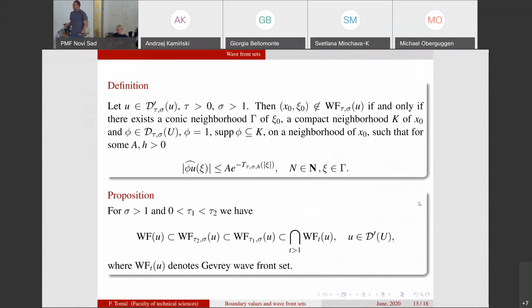So we always define it on the complement side. The point is not in the wavefront set if there exists a conical neighborhood of psi 0 and a compact neighborhood of x0 and compactly supported functions such that this has to be solved, where this T is again our associated function. And what we can immediately prove is that these wavefront sets lie between the standard wavefront set and the intersection of all Gevrey wavefront sets, of course, of the Schwartz distribution.